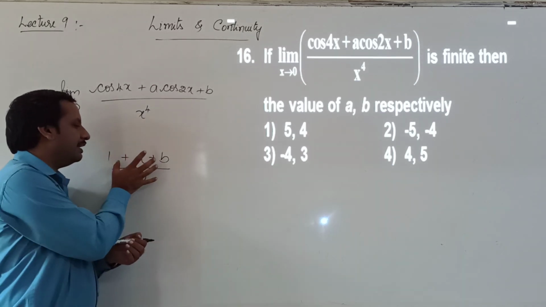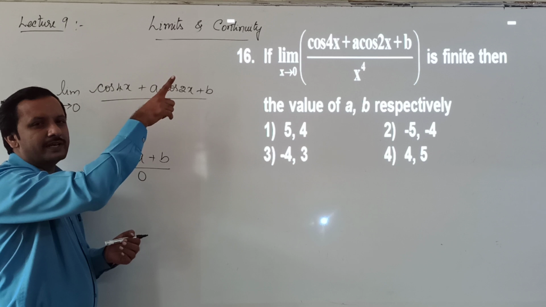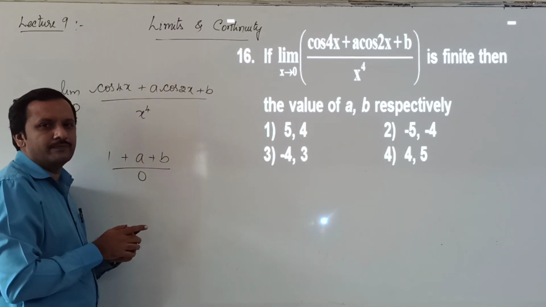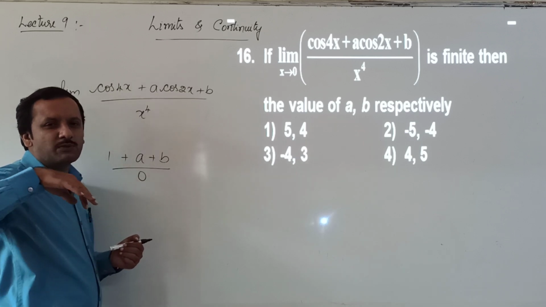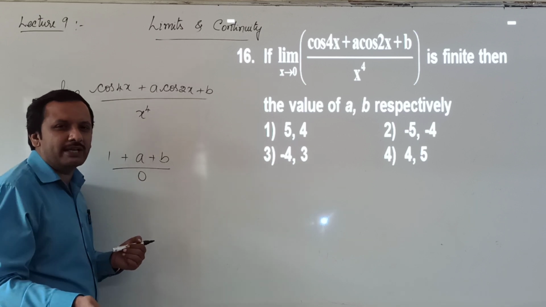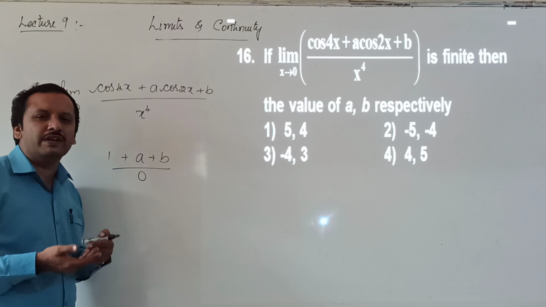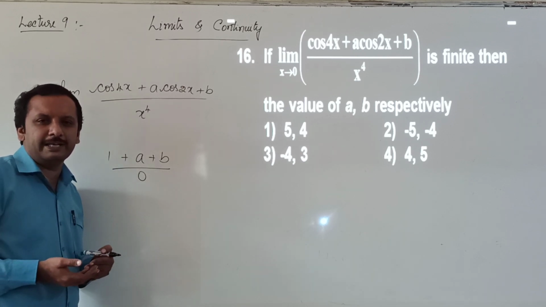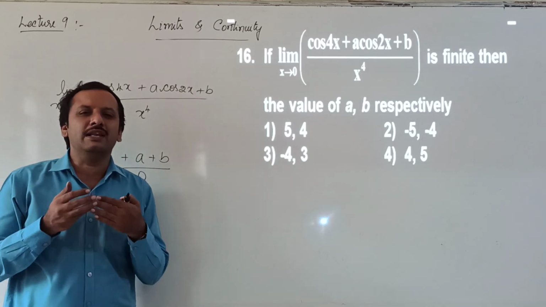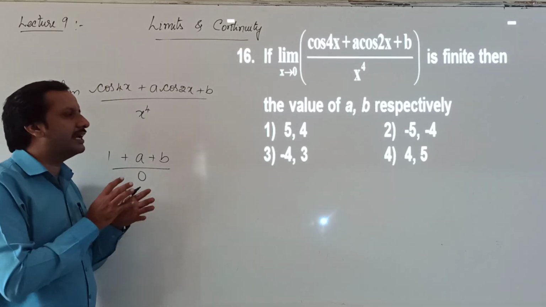So now see, if the numerator is positive, then this limit is tending to plus infinity. If it is negative, then the limit is tending to minus infinity. So in both cases, when 1 plus a plus b is positive or negative, we get the limiting value as infinity, either plus or minus. But what have they given? They have given that this limit is a finite value.